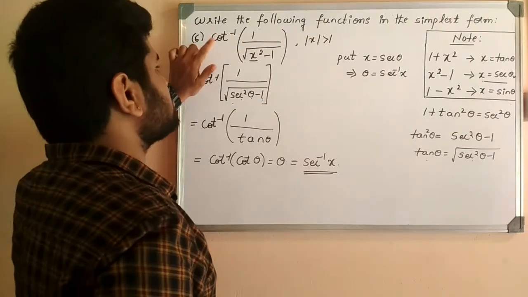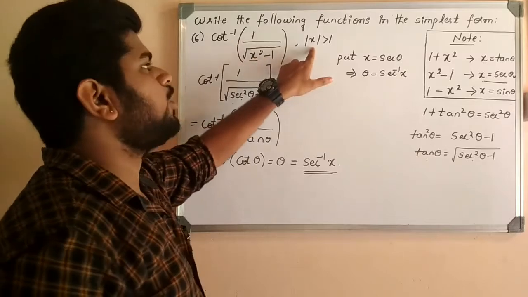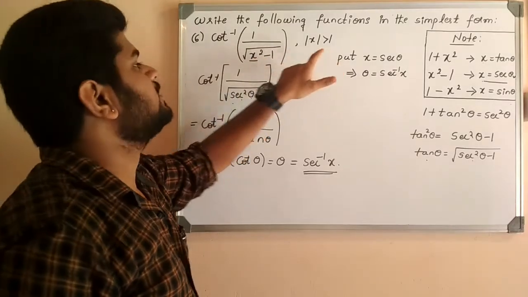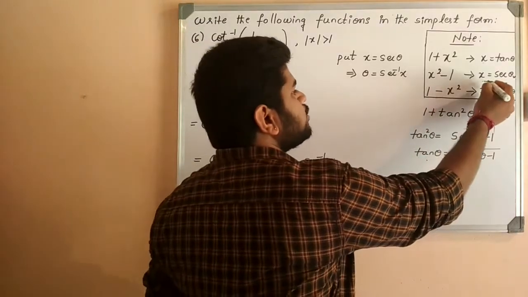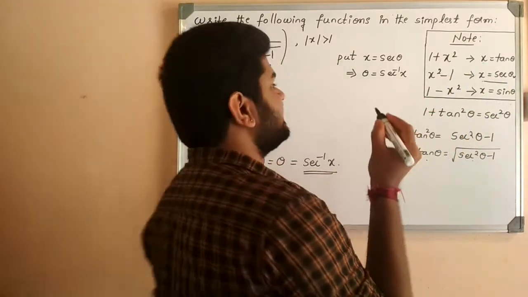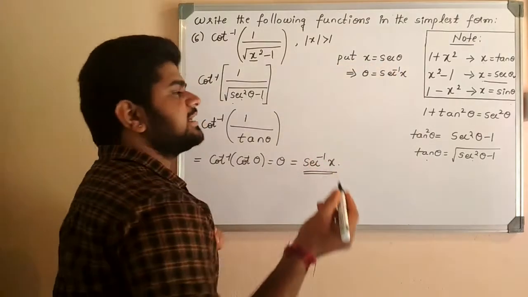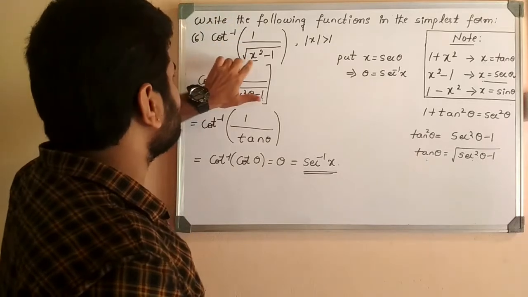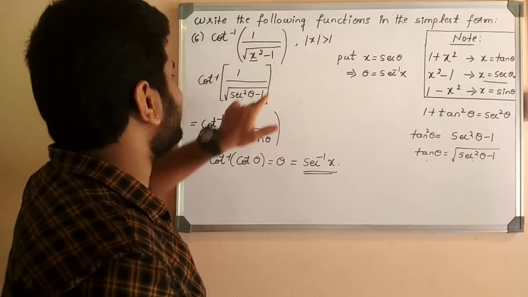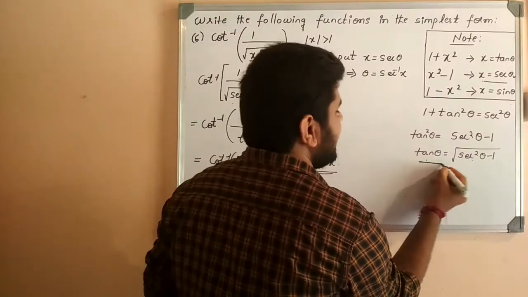So question number 6, cot inverse of 1 by root of x square minus 1, where mod x greater than 1. So here whenever x square minus 1 comes, then you have to put x is equal to secant theta. So x is equal to secant theta, so that theta becomes secant inverse x. So cot inverse of 1 by root of secant square theta minus 1. So root of secant square theta minus 1 is tan theta.